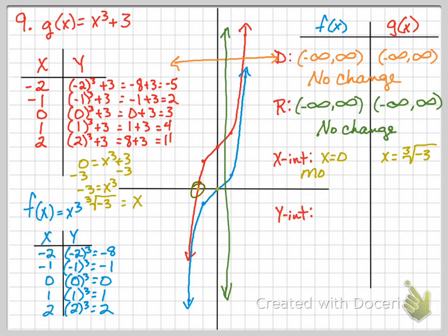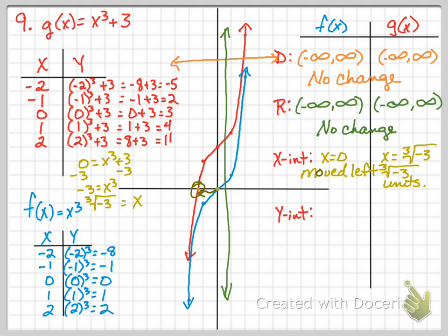Okay, we can tell that we moved from here to here, right? So that moved to the left cube root of negative 3 units. So here to here, it made that shift.